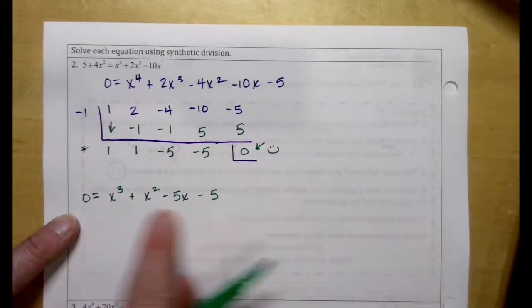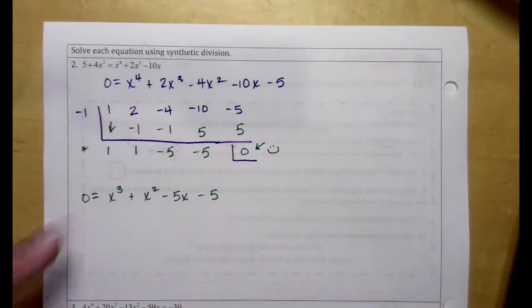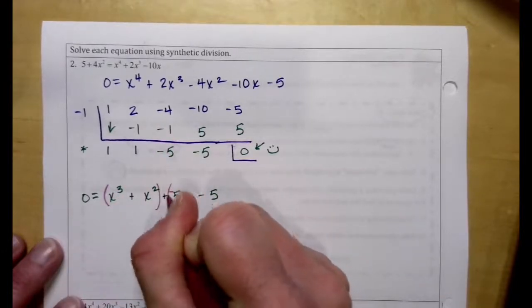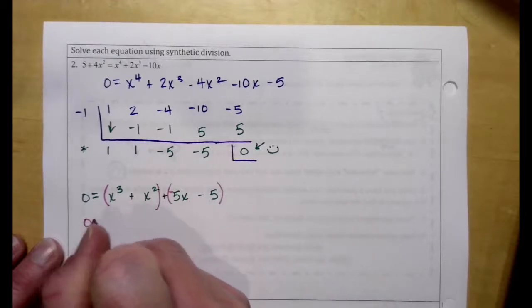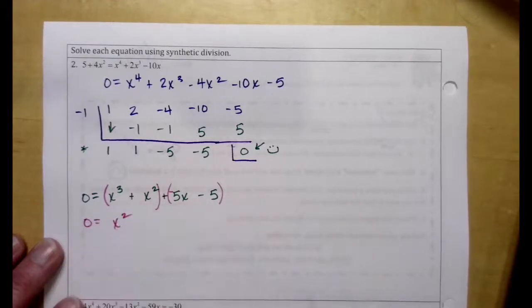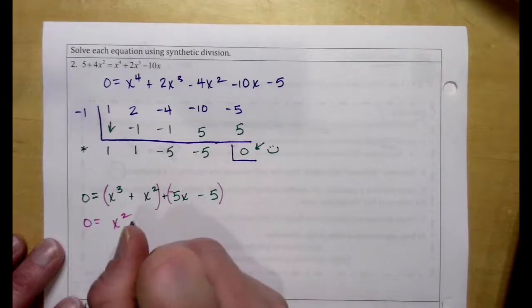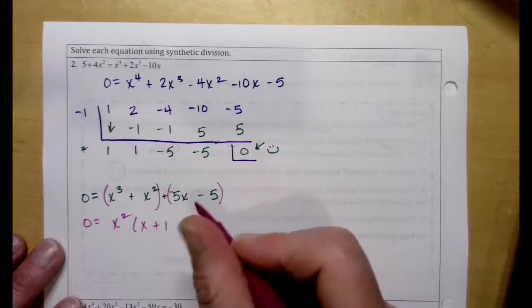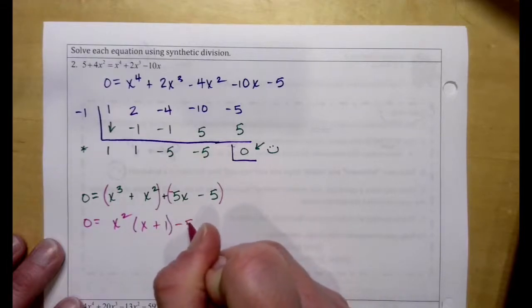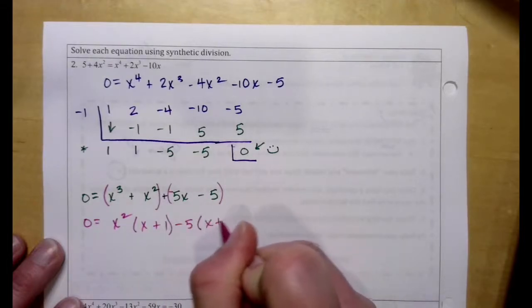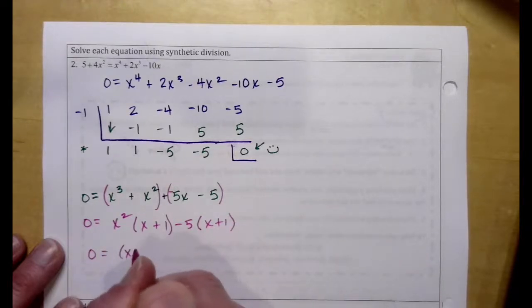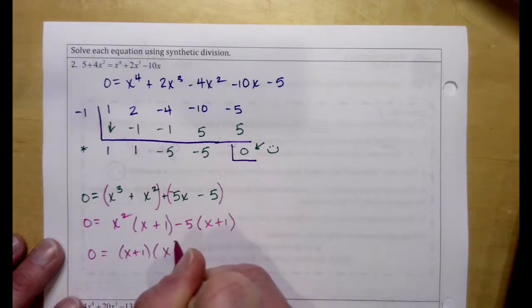So what I'm looking at here is, is there another strategy? Is there something else I can do? So I have 4 terms. Let's try to do factor by grouping. So 0 is equal to, if I take out an x squared here, I end up with x plus 1. If I take out a minus 5 here, I end up with an x plus 1. So I have 0 is equal to x plus 1 times x squared minus 5.